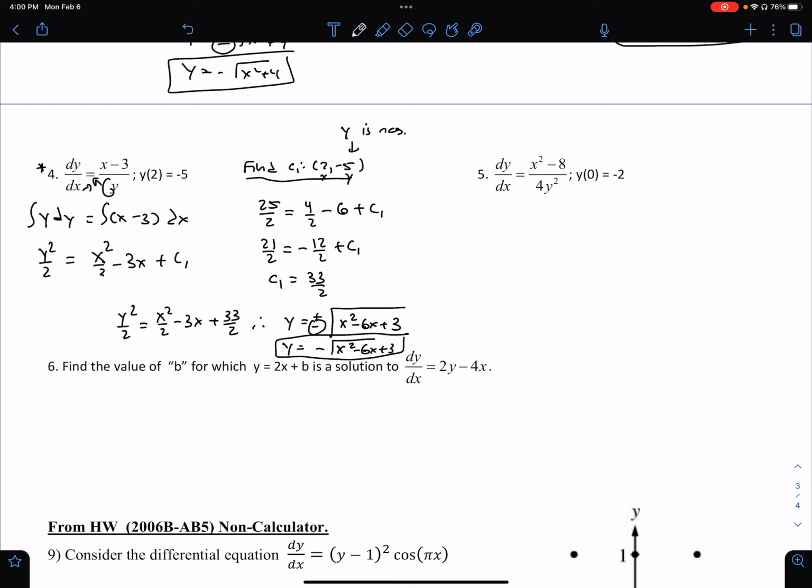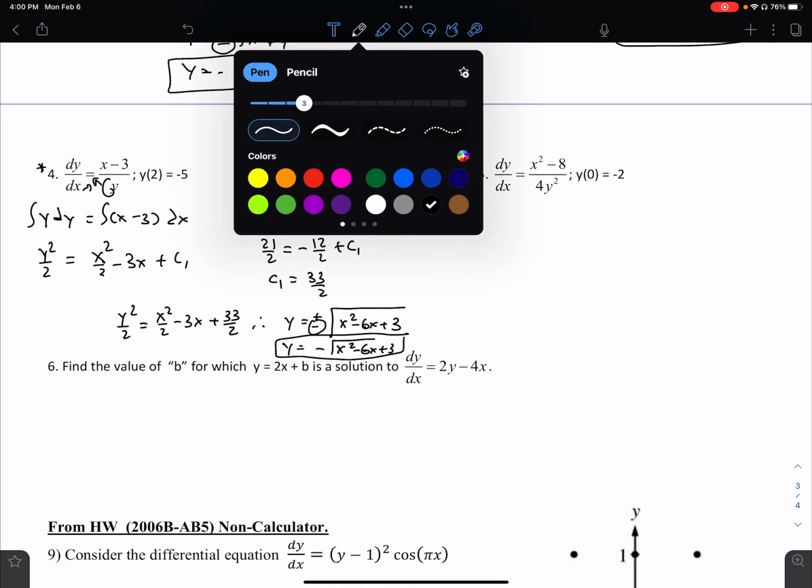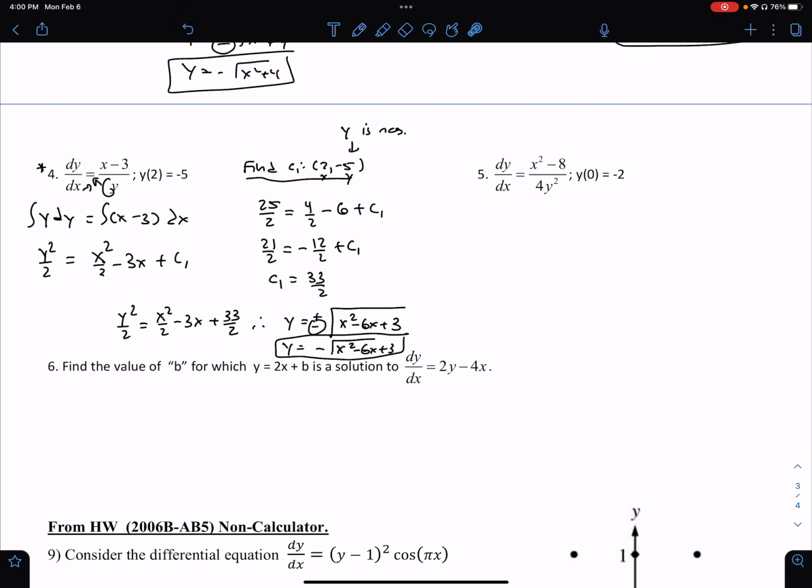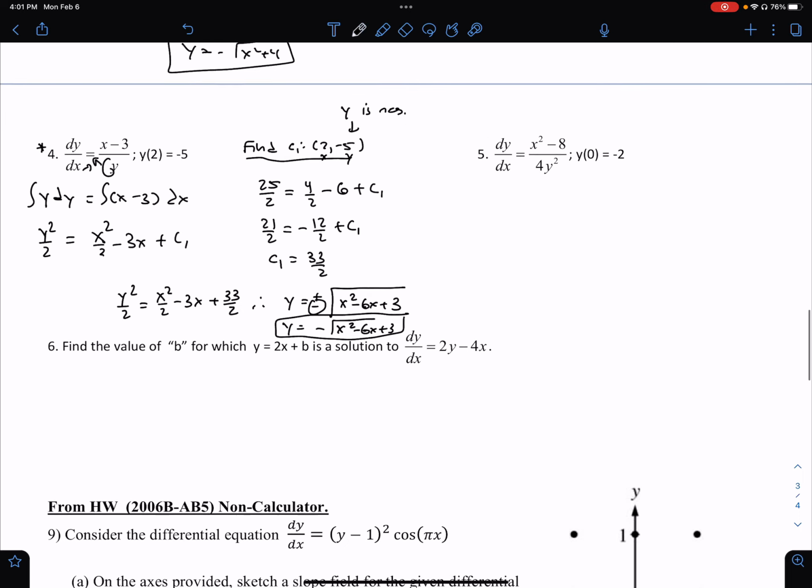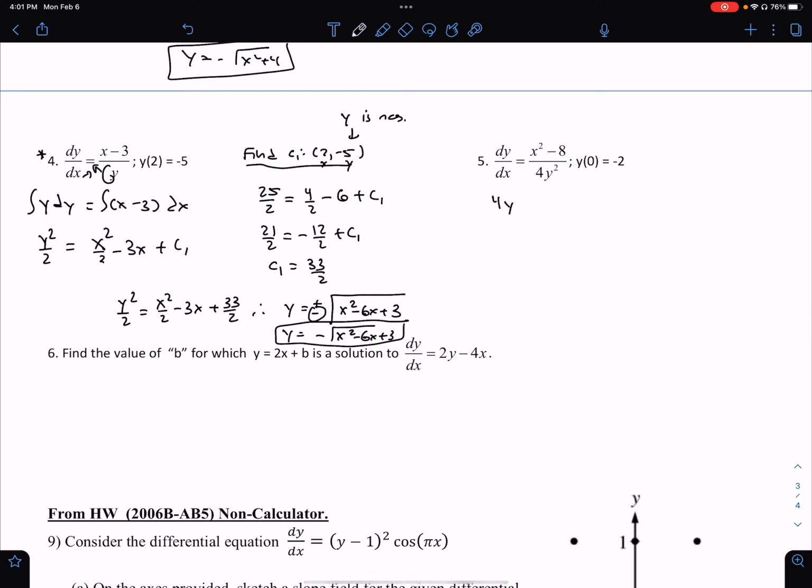All right, let's take a look at one that's not going to give us a square root, because these are getting honestly kind of boring. So let's take a look at number 5 right here. For number 5, we're going to separate out again. And this is going to give us 4y squared dy equals x squared minus 8 dx. When we solve it, when we integrate, this is going to give me 4/3. Whoops, that's a weird looking third. Don't tell anybody I did that. There we go. We get 4/3 y cubed equal to x cubed over 3 minus 8x plus c1.